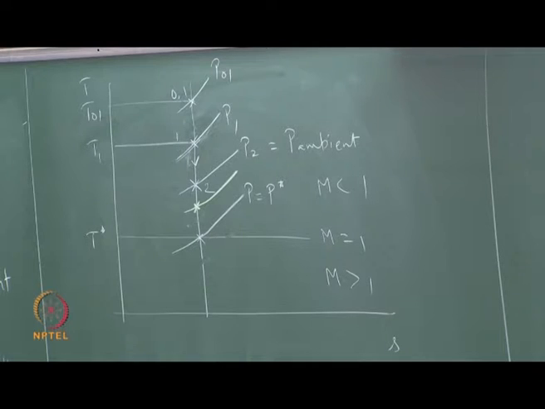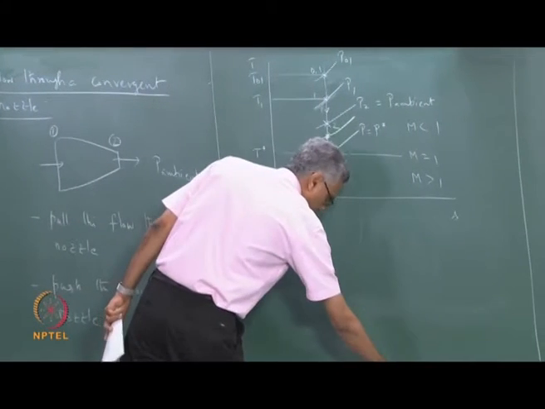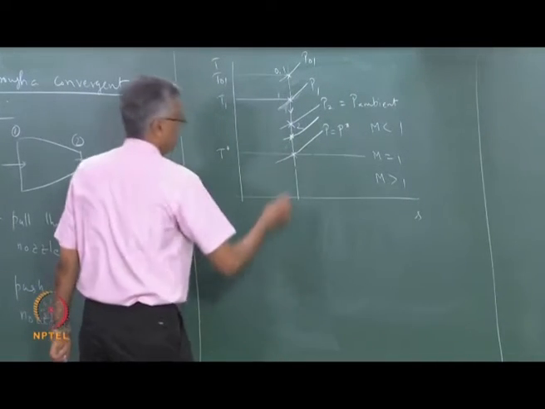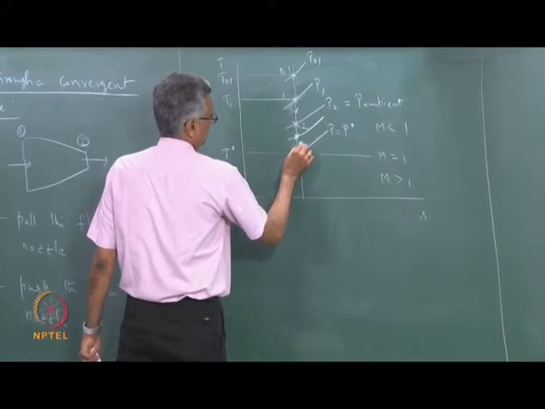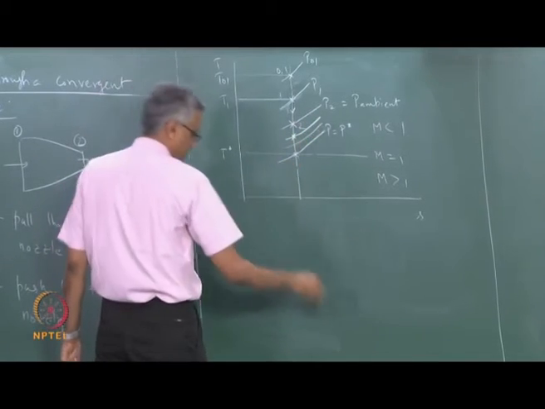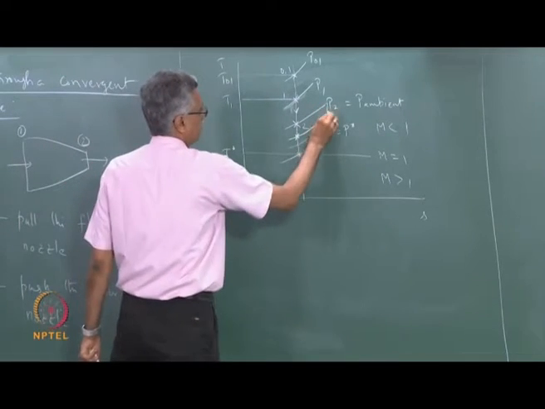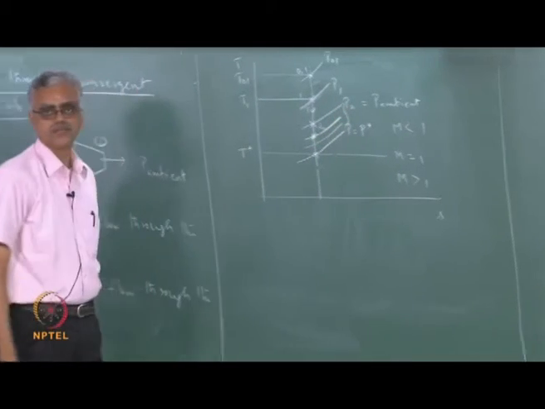The flow accelerates some more, and the exit velocity increases some more. As I keep lowering the ambient pressure, if I do this some more, I get my ambient pressure to come to this value. P2 once again is equal to P ambient. As I do this, P2 is equal to P ambient in all these cases, correct.